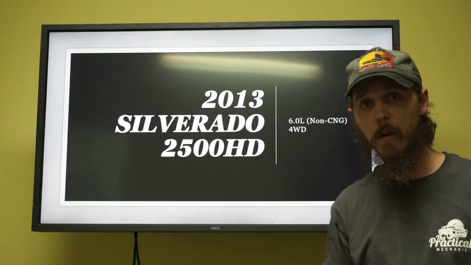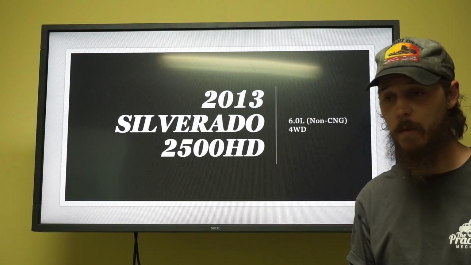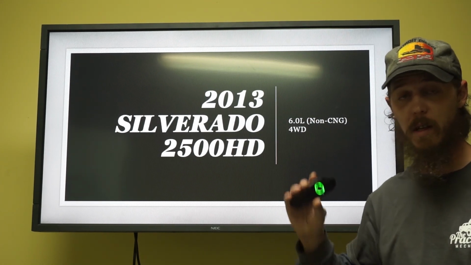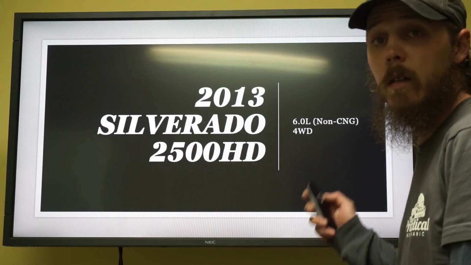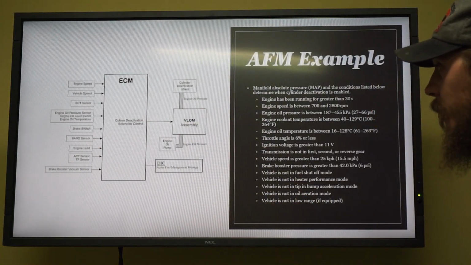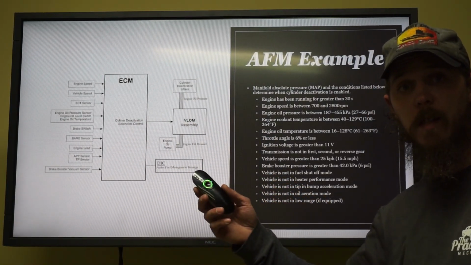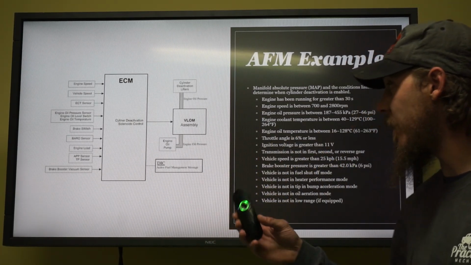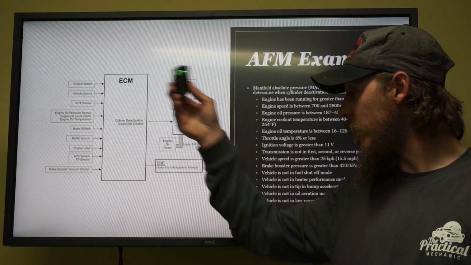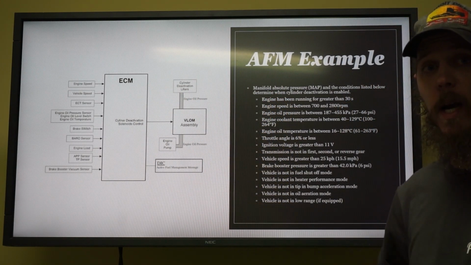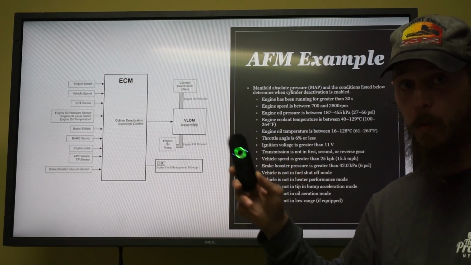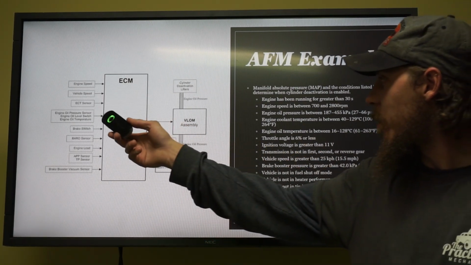And we're going to go briefly on a 13 Silverado 2500 HD, 6-liter, non-compressed natural gas, 4-wheel drive. Alright, so just a quick example of a block diagram and pulling out service information that is useful to the task at hand. So we have our ECM, and we're dealing with an air fuel management system. This vehicle actually is not equipped with one, but doesn't matter.